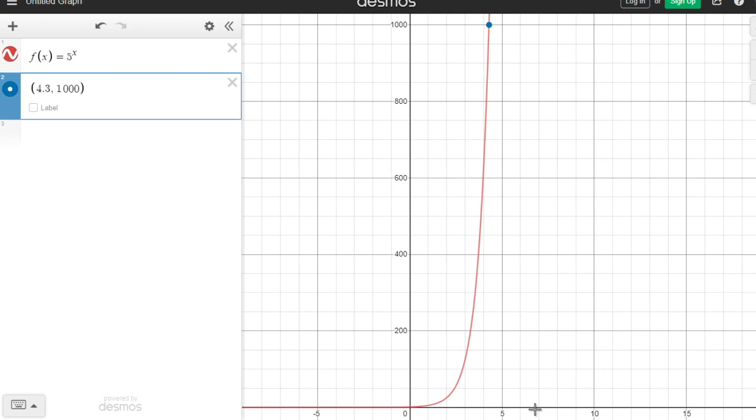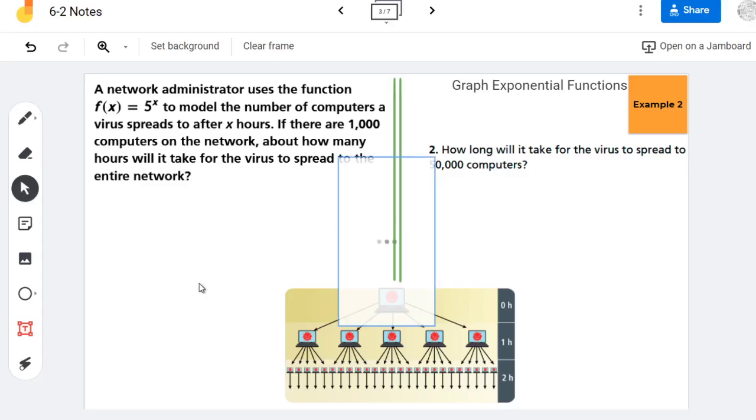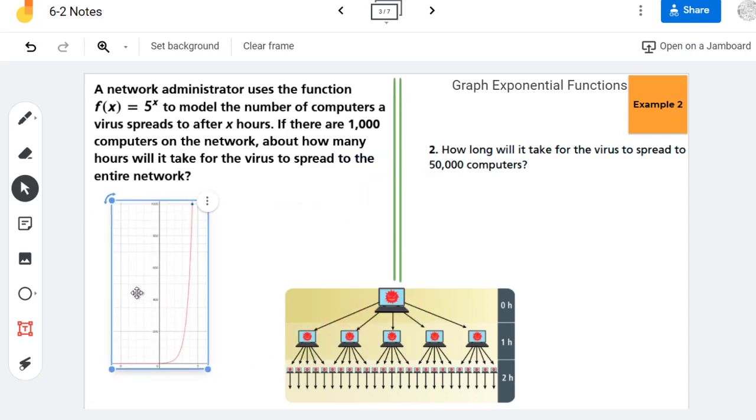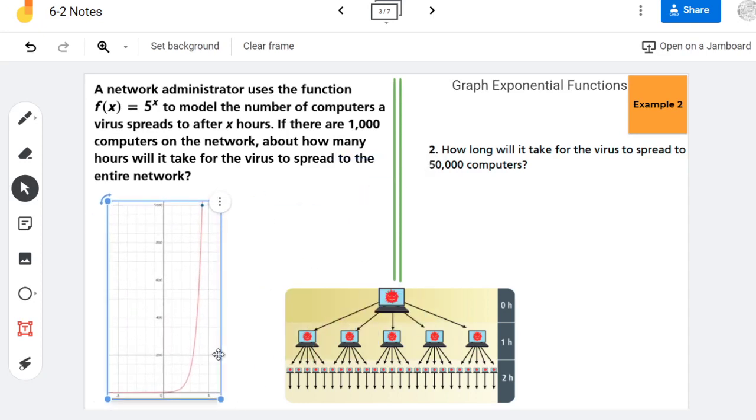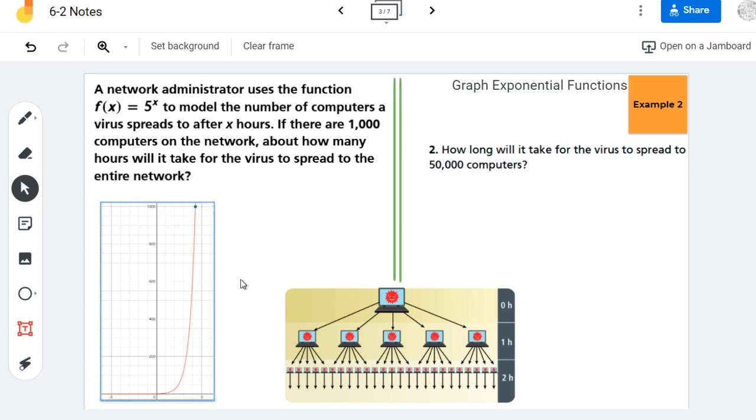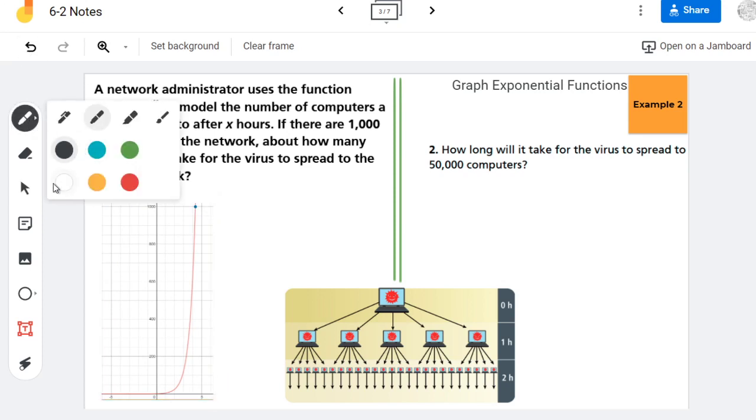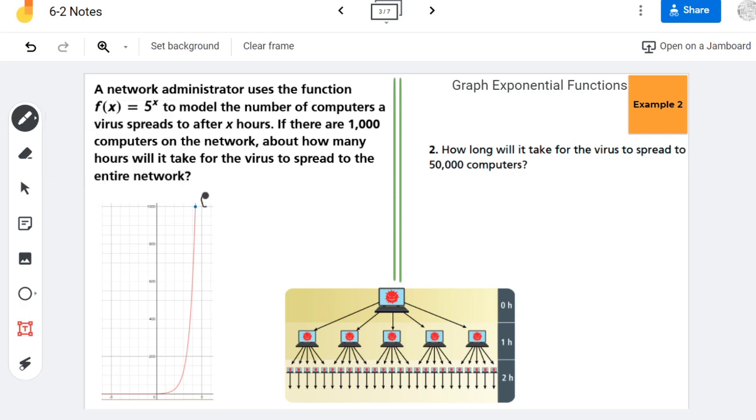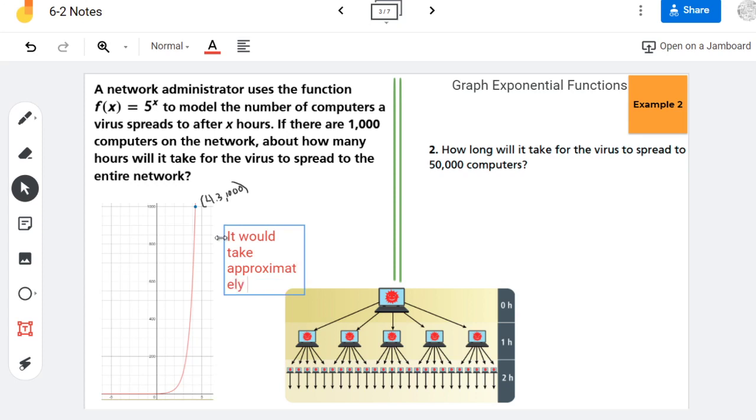So I use these videos for my class, so bear with me while I screenshot that for my Jamboard. All right, so you could see that right there it would take about 4.3 hours. And again, we live in a polite society, so answer with a full response here, okay? So it would take approximately 4.3 hours for the virus to spread to the entire network.